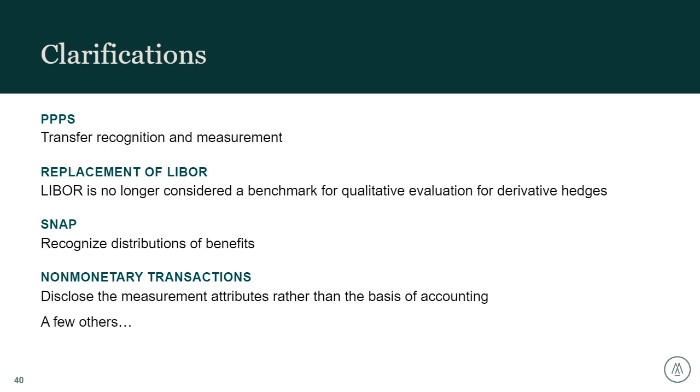With regards to SNAP, state governments should recognize distributions of benefits from SNAP by applying the provisions of Statement 33 as amended. And then finally, with non-monetary transactions, a government that engages in one or more non-monetary transactions during the period, and that is required to apply paragraphs 272 through 280 of Statement 62 to those transactions, should disclose in the notes to the financial statements the measurement attribute or attributes applied to the assets transferred rather than the basis of accounting for those assets. There are some other provisions in here that I think are a little less applicable, but that's really the highlight of this omnibus.